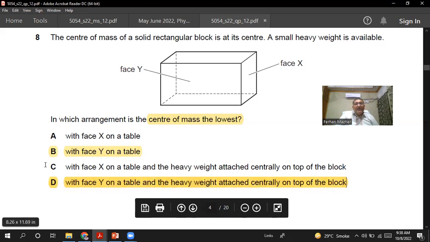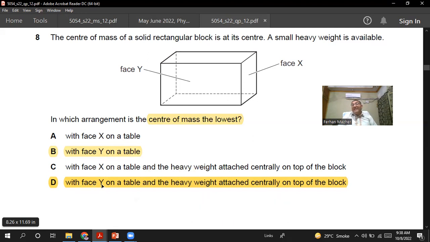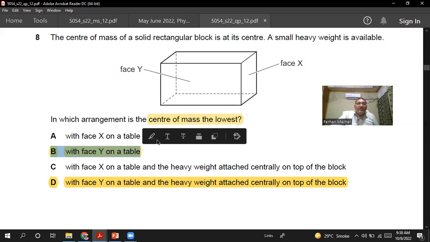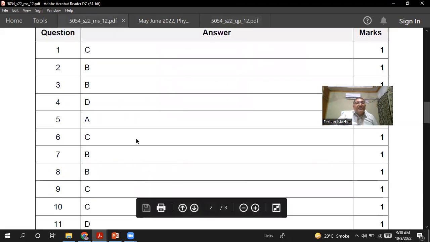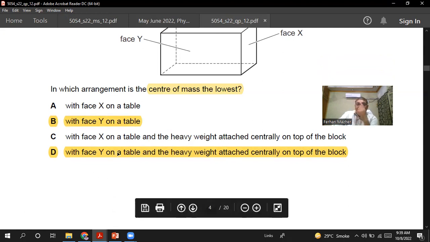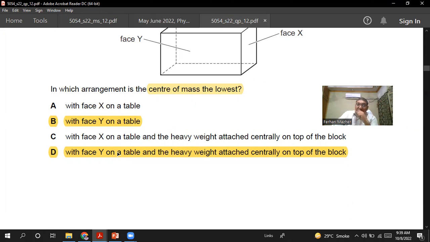Okay. Now you see that B is the right answer, not the D. Because in the D, you see what you have done. You have put a heavy weight also, and that weight is on the top. So you have added weight at a certain more height. So the center of the mass will go a little higher. So I think B is the best option, sir. Question number 8, B is the right option. Okay, I got confused with this one, but then I realized that if you put a mass on the top, due to that mass on the top, the center of the mass will go a little up.